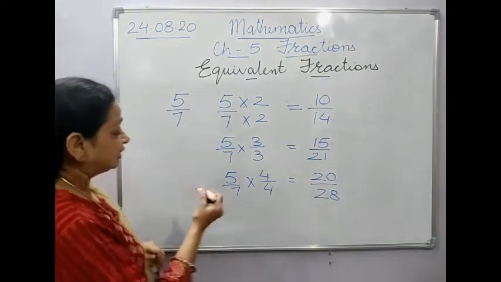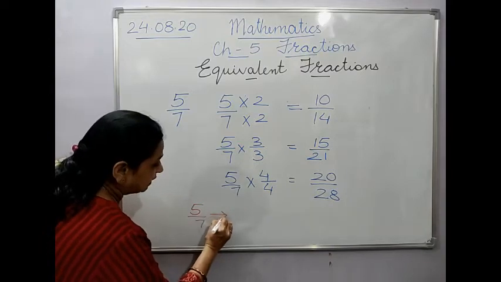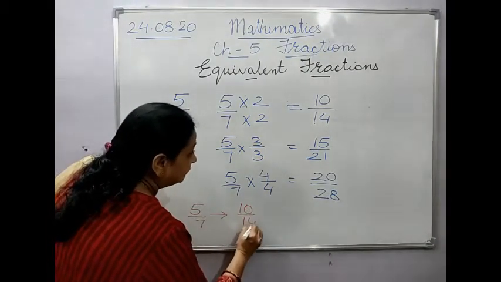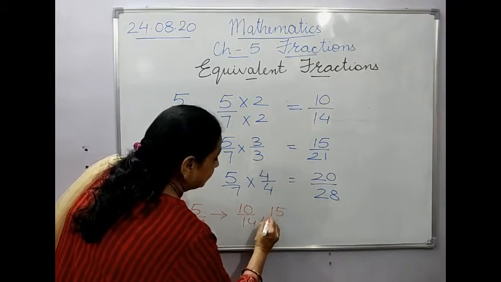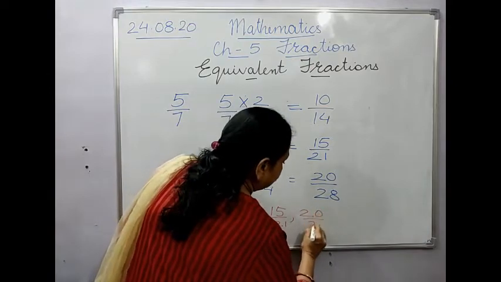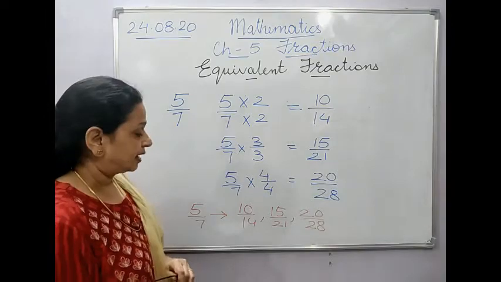So what are the equivalent fractions of 5 upon 7? They are, the equivalent fractions of 5 upon 7 are 10 upon 14, 15 upon 21, 20 upon 28. Have a look.